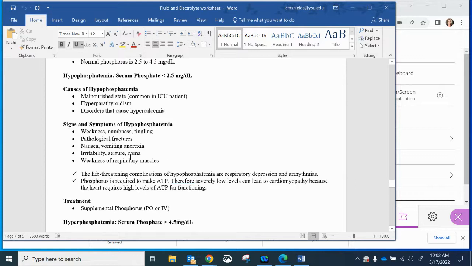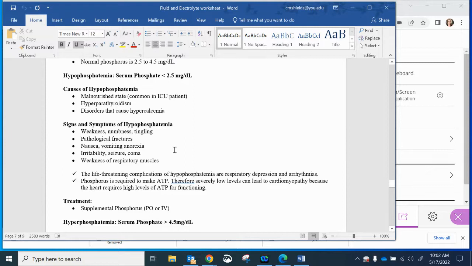Weakness of respiratory muscles. So this becomes a little bit later stages, but the life-threatening complications of low phosphates or hypophosphatemia are respiratory depression and arrhythmias. Remember, muscles become weak. The diaphragm becomes weak. Respiratory muscles become weak, and we struggle with these patients in the ICU getting them off of ventilators because their phosphates are so low.